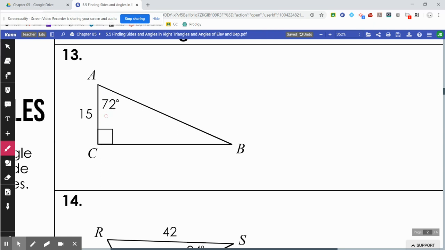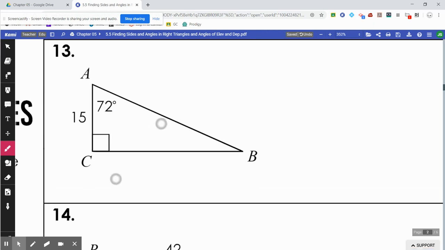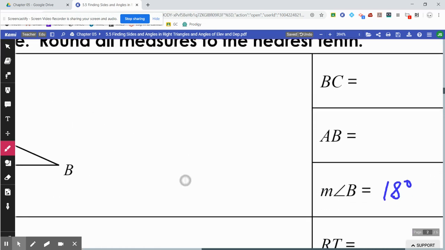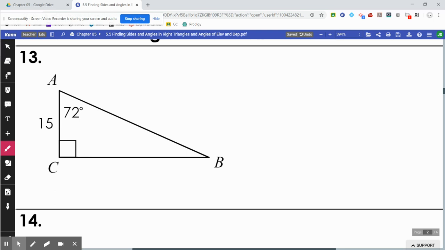Or since it is a right triangle, since this is 90, that means that these two would have to add up to the other 90. The other tool that we can use is Pythagorean theorem sometimes. So keep those two in mind. So let's go ahead and find, we'll start out with side BC first. We'll call it our X, and we're going to do the exact same process.